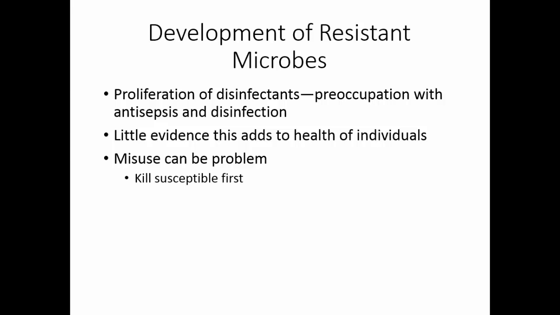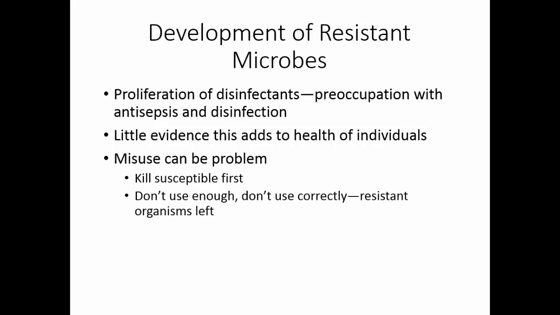Remember, we're going to kill the most susceptible organisms first. If we don't use enough, if we don't use it correctly, then the resistant organisms are left behind. Soon the environment will contain only the resistant strains. That's not a good thing. As soon as you have a population of only resistant organisms, then you have a resistant population, and that particular disinfectant or antiseptic will no longer work on it.